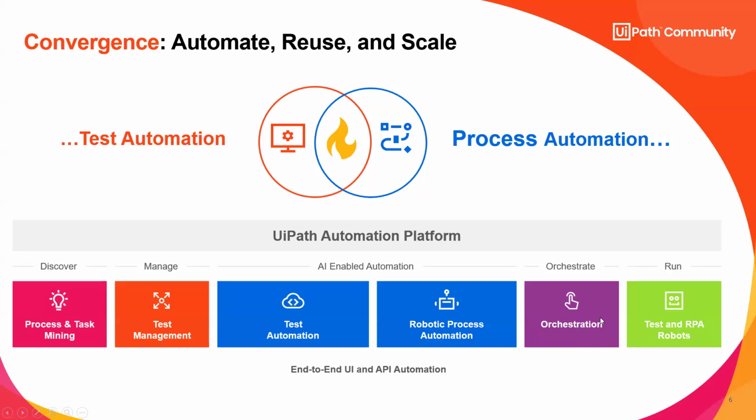And also we have a centralized platform that we call Orchestrator, where we monitor processes as well as monitor our test cases and execute the test cases. And also we have robots, and we have different types of robots. We say test robots and RPA robots. Test robots we use to run the test cases, and RPA robots we use to run the workflows, that is RPA workflows.